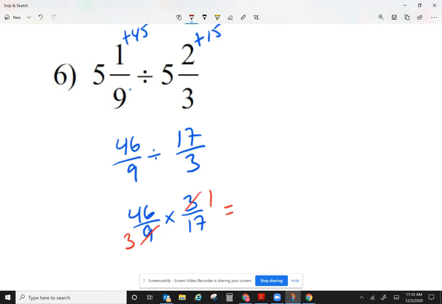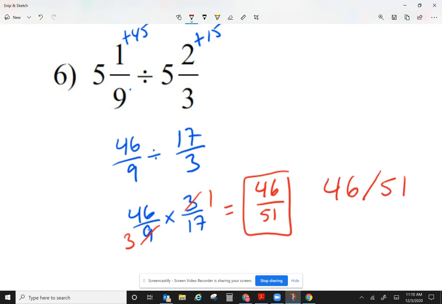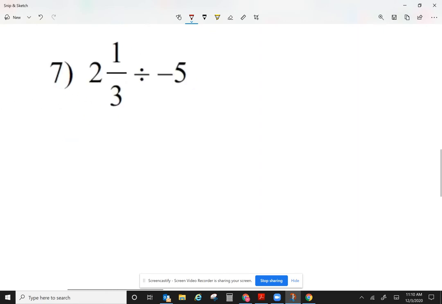So what I'm going to do now is multiply my numbers on the top. 46 times 1, I get 46. At the bottom, 3 times 17, I get 51. My bigger number is at the bottom, so I'm good. 46 over 51. My numbers to begin with were the same sign, so my result is positive. Now, how are you going to type this in my homework? You're going to go 46 backslash 51. Right, 46 over 51.